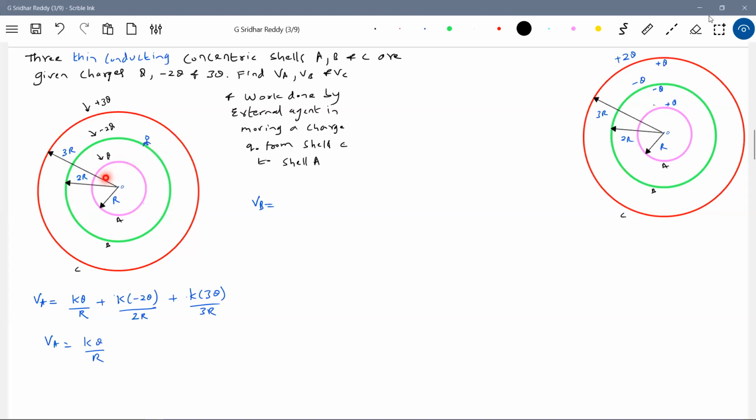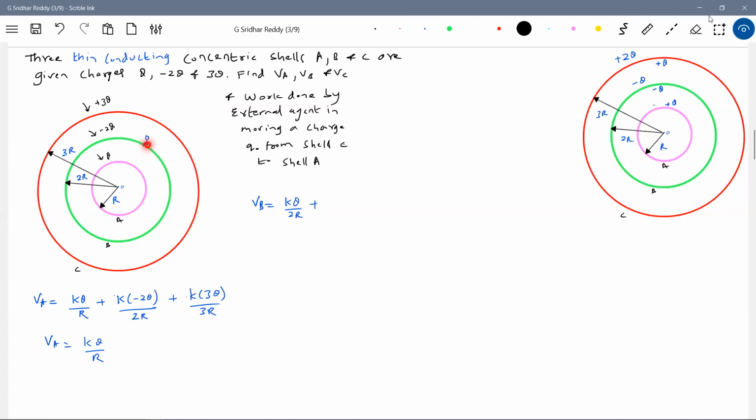Then in that case, you are at a distance 2R from this. So potential will be KQ by 2R. Sir, in A, you said that we should not use electric. Okay, it's electric field; we are calculating potential. Yes, sir. Potential superposition. Yes, sir. Thank you, sir.